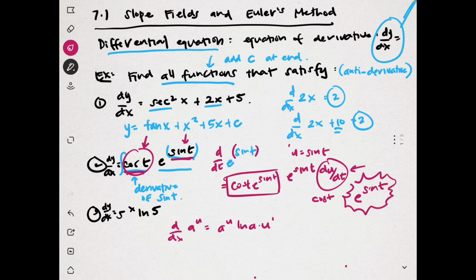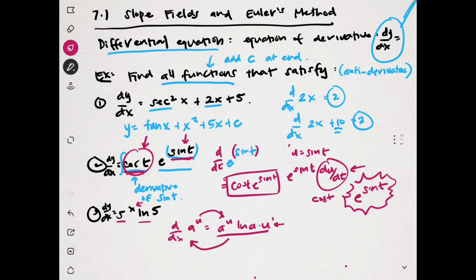Now, what we're going to do is use the opposite. So notice we have this form, right? We have 5 is our a, our u is just x, so we don't have to worry about this chain, the du part, and then ln a is 5 again. So we're just working backwards here. So if this is the derivative, then a to the u is its antiderivative.